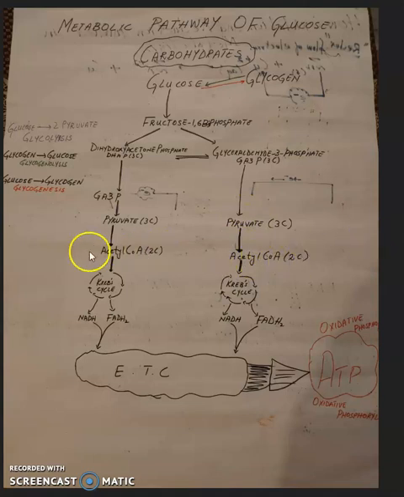Now both these acetyls will enter into the Krebs cycle, or you can say citric acid cycle, and as a result of that we are getting NADH and FADH2. Here also we are getting NADH and FADH2. Now from here we know that NADH and FADH2 enter into the electron transport chain. We all are aware of this electron transport chain.